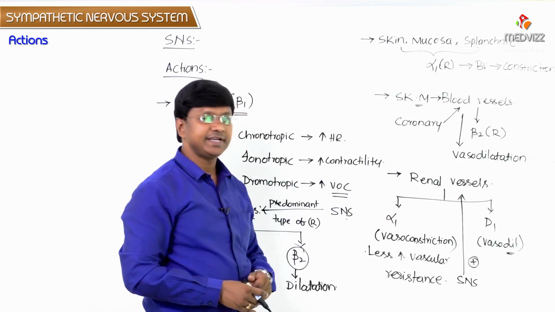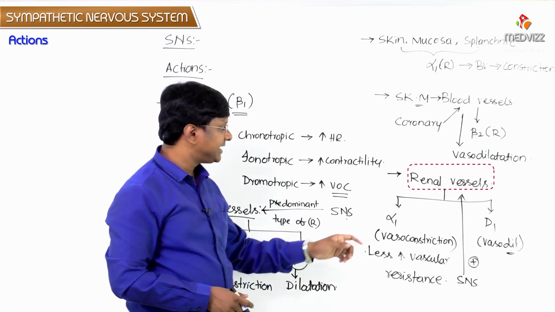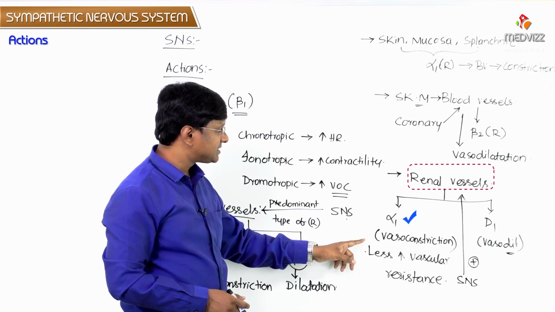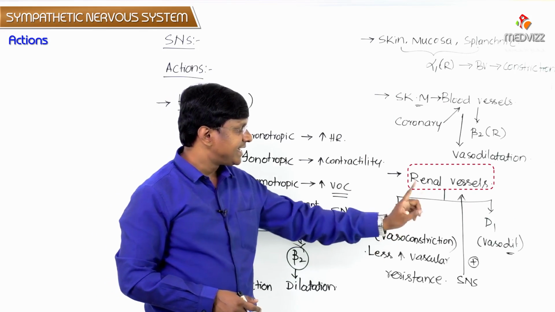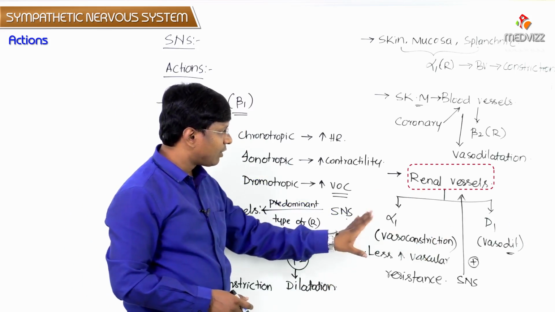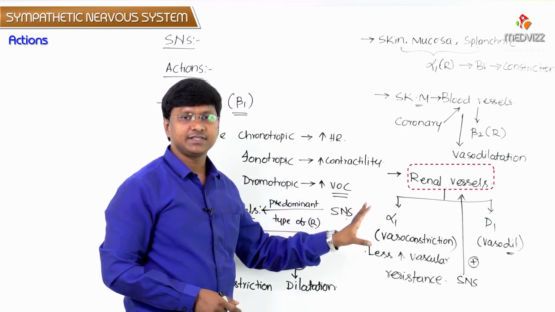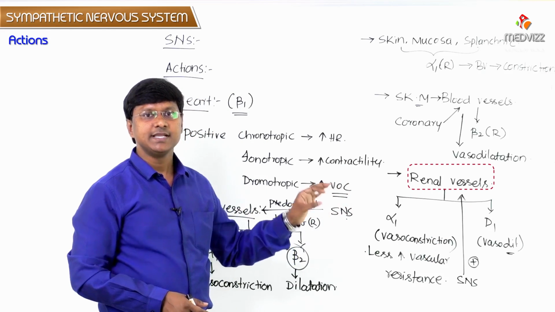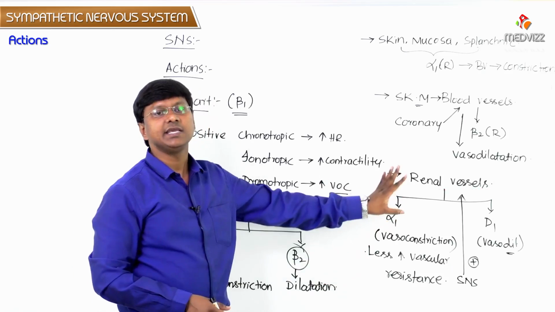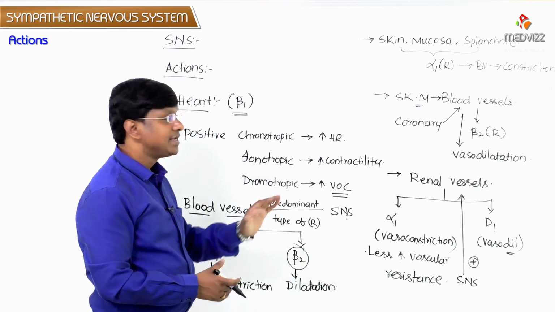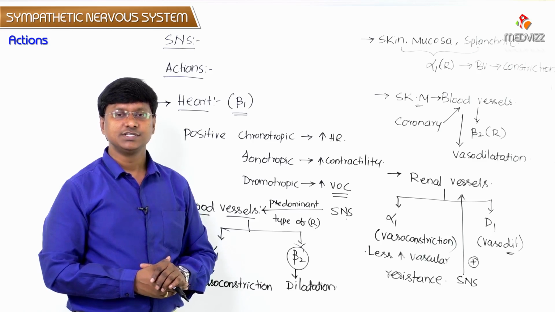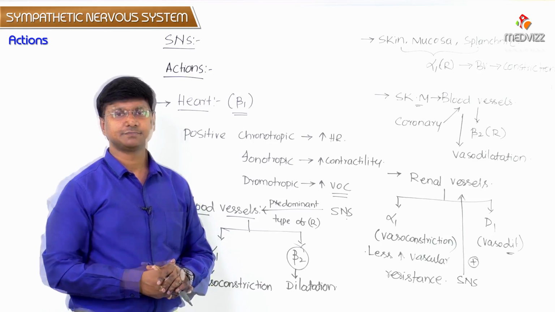Next, coming to the renal vessels. The renal vessels contain both alpha 1 as well as D1 receptors. If alpha 1 receptors are stimulated, there will be vasoconstriction, and if D1 receptors are stimulated, there will be vasodilatation. So a point that you should remember is, whenever the sympathetic nervous system is stimulated, it will cause less increase in the vascular resistance here than in any other vascular beds. Right?